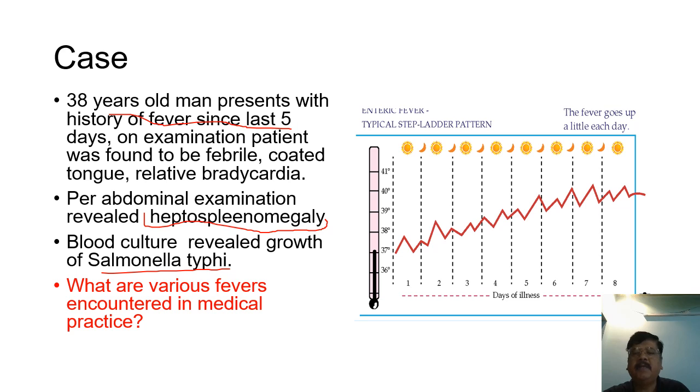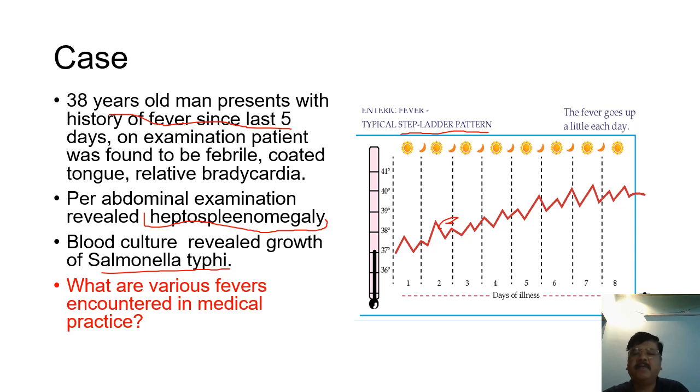So here you can see a characteristic feature of the fever, which is called remittent fever or step ladder pyrexia or continuous fever. There will be spikes of high fever, and it will never come to the baseline. So this is called step ladder pyrexia. That is a characteristic feature of enteric fever. Along with that there is hepatosplenomegaly. So this is the typical presentation of enteric fever.